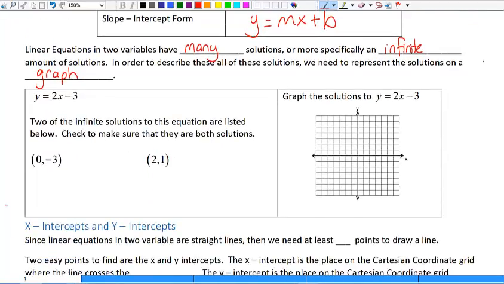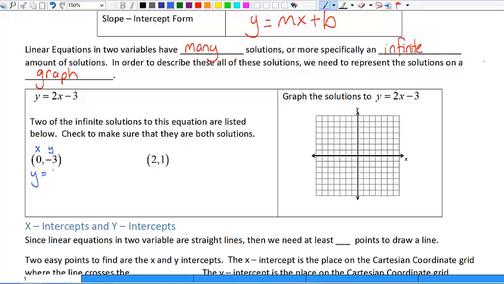So in this example, y = 2x - 3. Two of the infinite amount of solutions to this equation are listed below. I want you to check to make sure that they're both solutions. Now, this is baby steps. I'm giving you 2 points, okay? Eventually, you're going to have to find your own points, but working up to that, this time I just give you both. This is the x-coordinate and y-coordinate of a solution. Let's just make sure that it works.